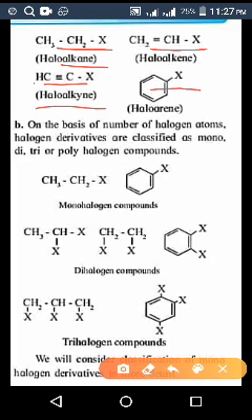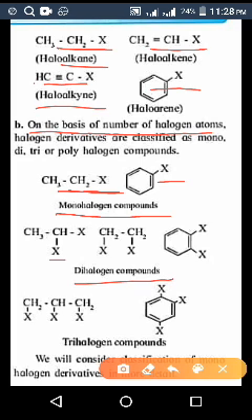The second classification is on the basis of the number of halogen atoms bonded to hydrocarbons, either aliphatic or aromatic. If only one hydrogen is replaced by halogen, then it is known as a monohalogen compound. See here, one of the hydrogens is replaced by halogen. Here only one hydrogen is replaced by halogen. Therefore, it is a monohalogen derivative. In dihalogen derivatives, two hydrogen atoms are replaced by two halogen atoms. See these examples. These are known as dihalogen derivatives.